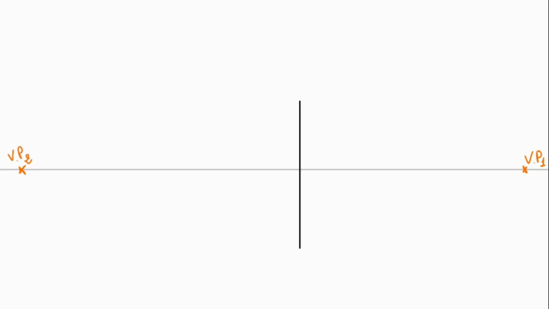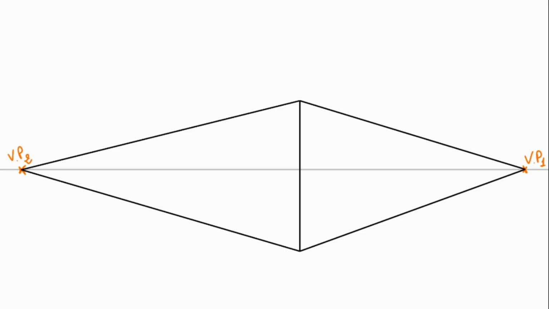Step 2. Draw 2 vanishing points on either side of the horizontal line. These will be used to create the illusion of depth. Step 3. Draw a vertical line that connects to the ends of the horizontal line. Step 4. Connect the ends of the vertical line to the vanishing points with straight lines.